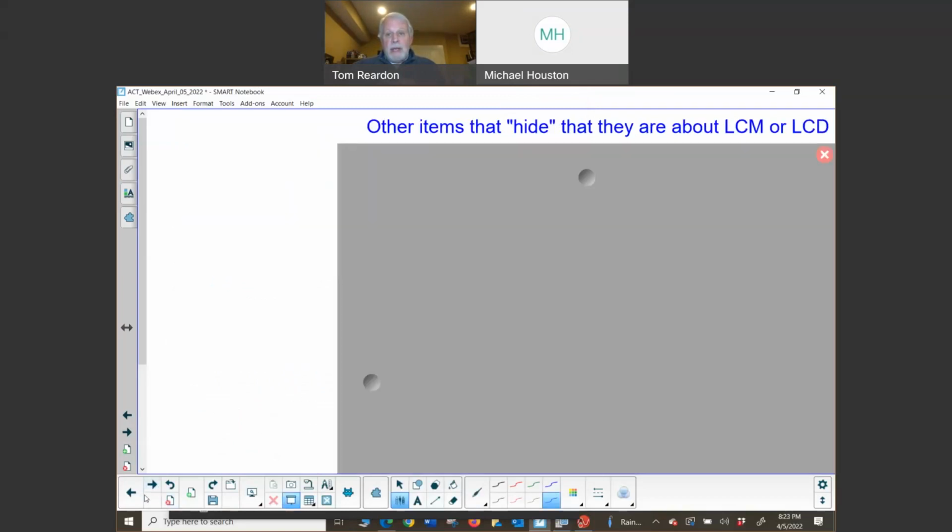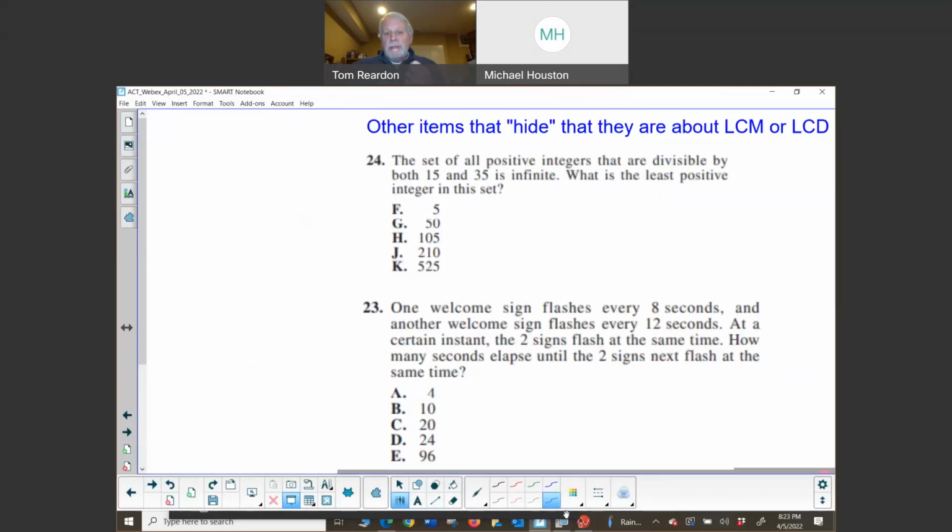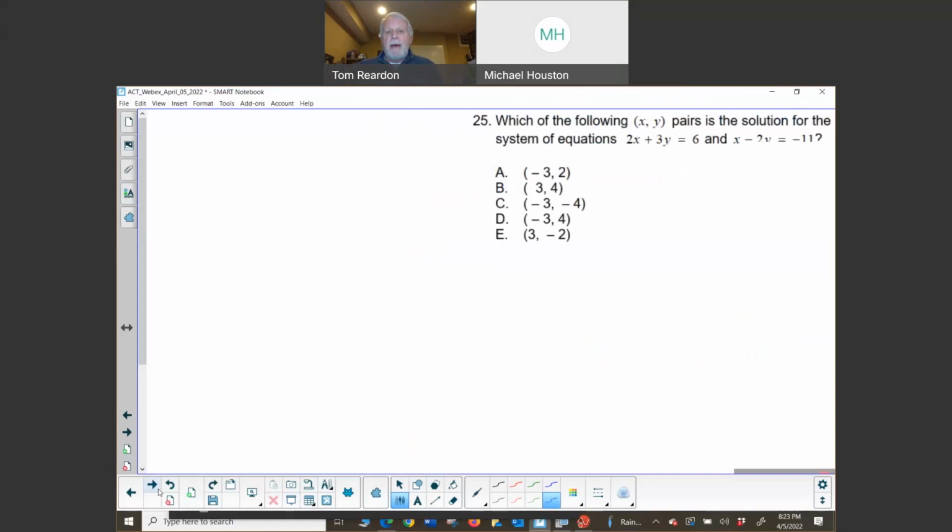So let me stop. Oh, before I do that, there are other items that hide that they could be like least common multiple. We're not going to do these, but let's take a few seconds and read 24 and 23 just to give you an idea of how they camouflage the question. And you can see those are both least common multiple problems, only involving two numbers. And again, you could do this by hand, and that's fine, but I'm just telling you that it is on the calculator, and I'm just shocked that they still have this on here, okay?